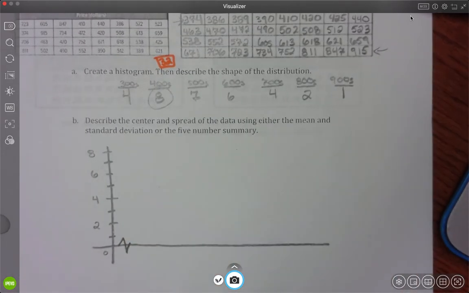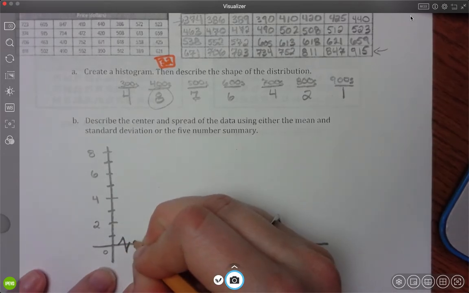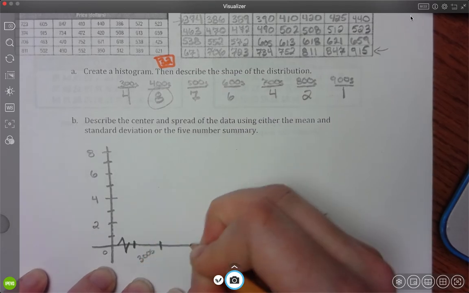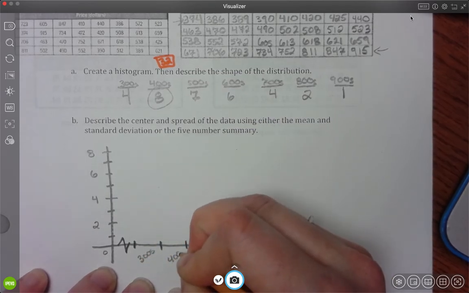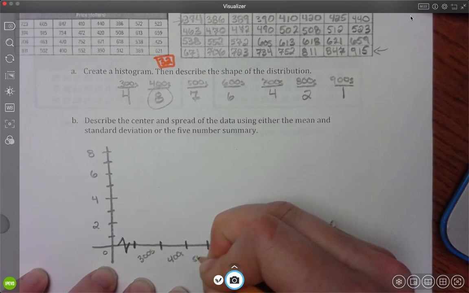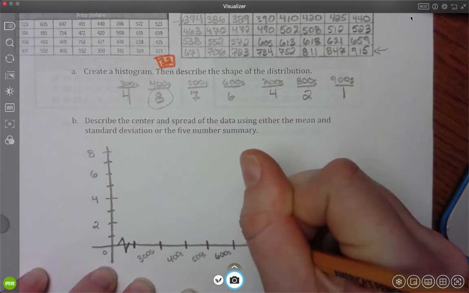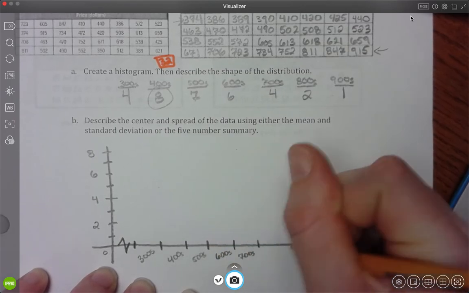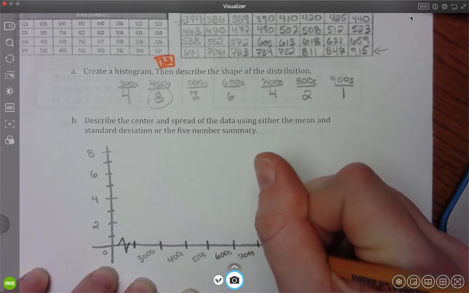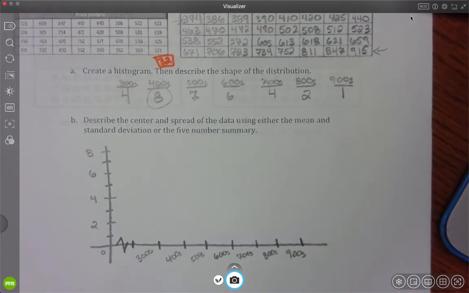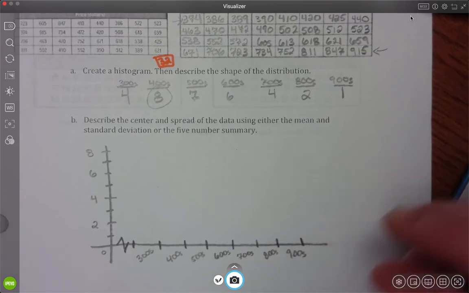And then you might have seen this before. This is like that broken symbol. Okay? And then this means I'm going to start here and make this chunk my 300s. I'm going to make this chunk my 400s, 500s. This gets really tedious. Sorry guys. 600s, 700s, 800s, and 900s. Okay, and these bars are going to eventually touch each other, but we'll get to that point.